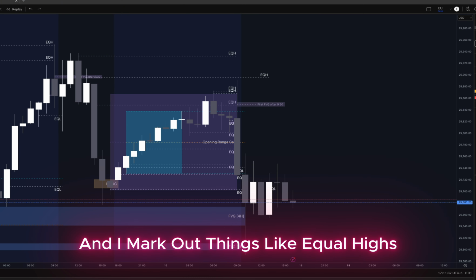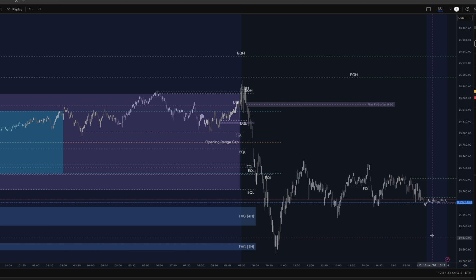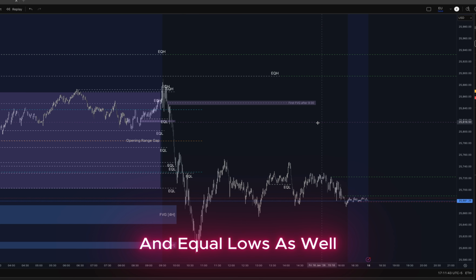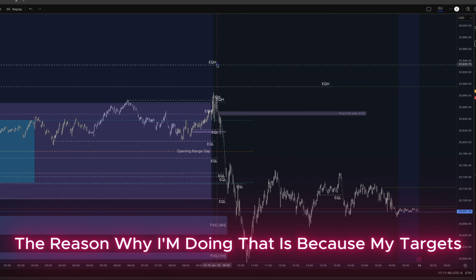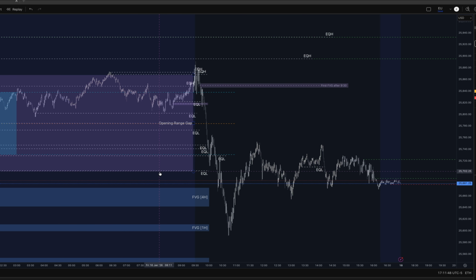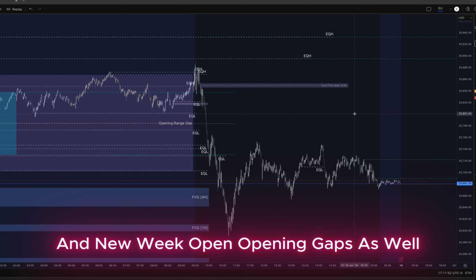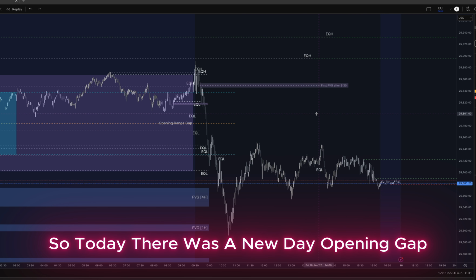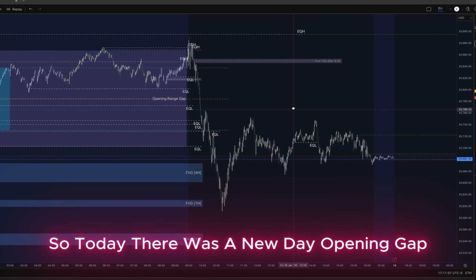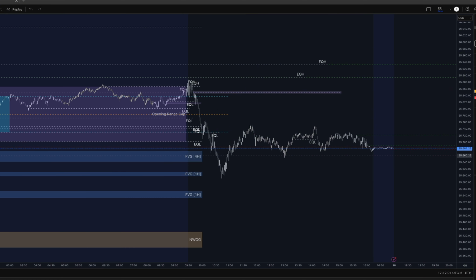After that, I go down to the 1-minute time frame and I mark out things like equal highs and equal lows as well. The reason why I'm doing that is because my targets are equal highs and equal lows. And after that, I like to target new day opening gaps and new week opening gaps as well. So today there was a new day opening gap, which was part of my targeted liquidity.